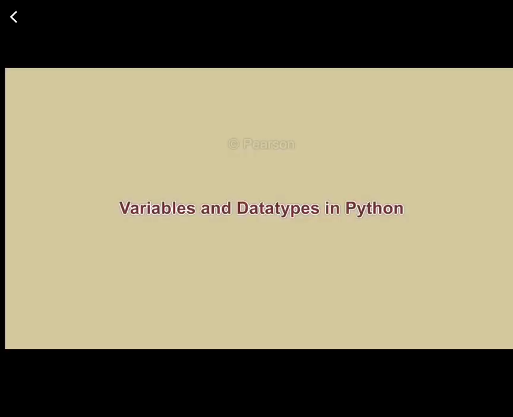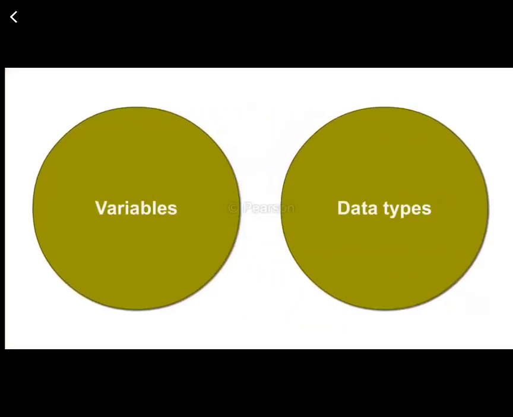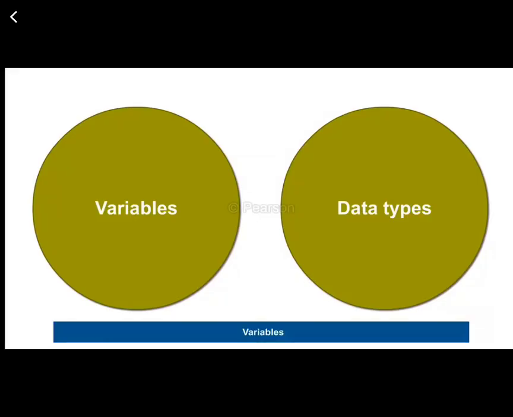Variables and data types in Python. Variables and data types are the most important components of any programming language. A variable is a named memory location that holds a value.